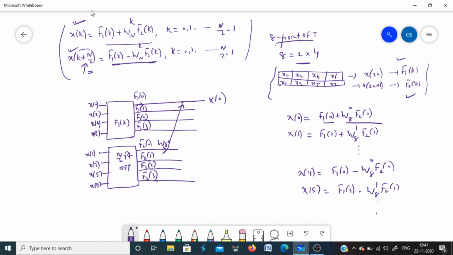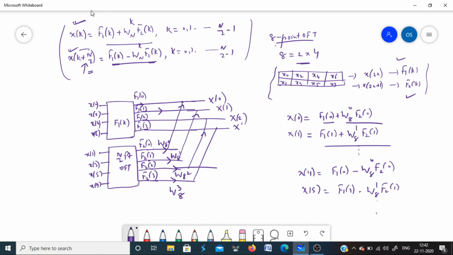Similarly, X[1] is F1[1] plus W to the power 1 into F2[1]. So F2[1] multiplied with W to the power 1, and then I add this with F1[1], I will get X[1]. Similarly, for X[2], you have to multiply this with W to the power 2 and add with this, you will get X[2]. Finally, you have to multiply this with W to the power 3 and add with this, you will get X[3].